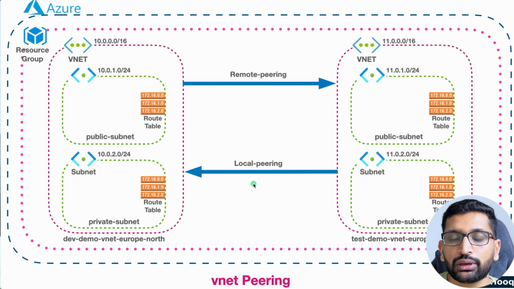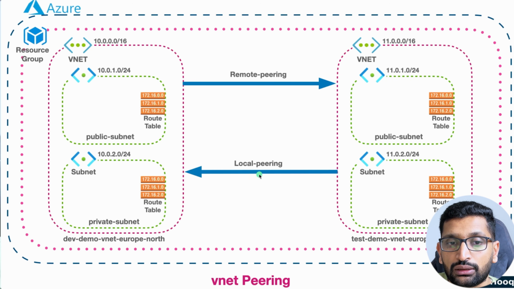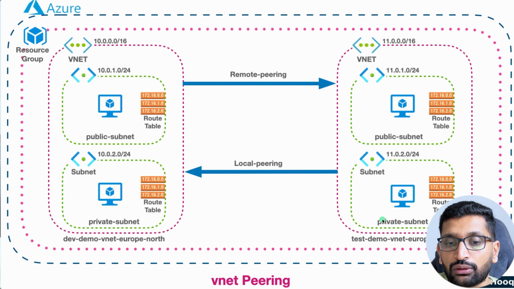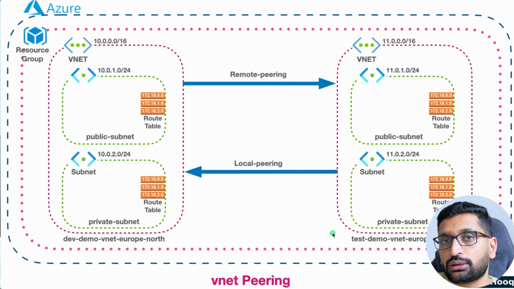One is our local peering, which depends on which VNet you are setting up. If you are going to create a peering from the test demo VNet, then we need to create a local peering for that particular VNet. So if you are sitting on the test demo VNet, then the local peering will belong to that particular test demo VNet.